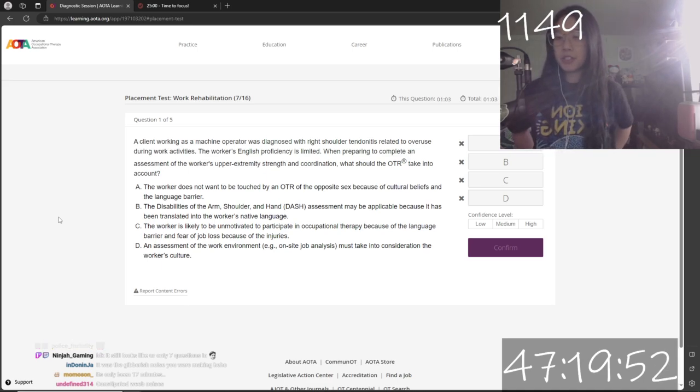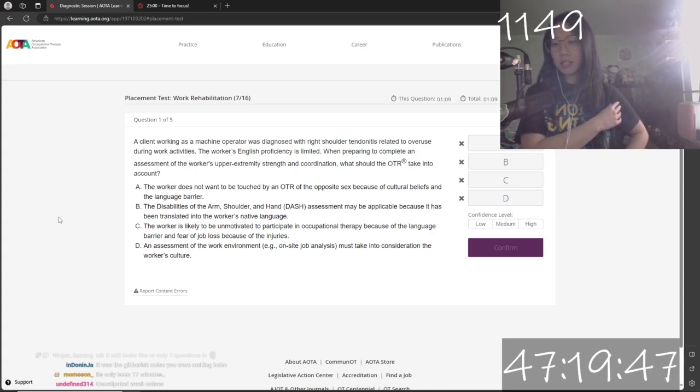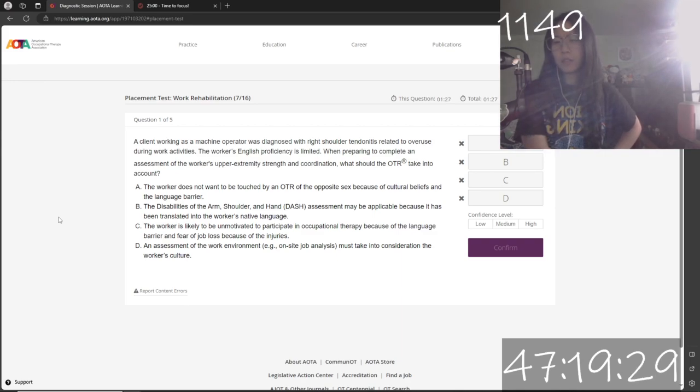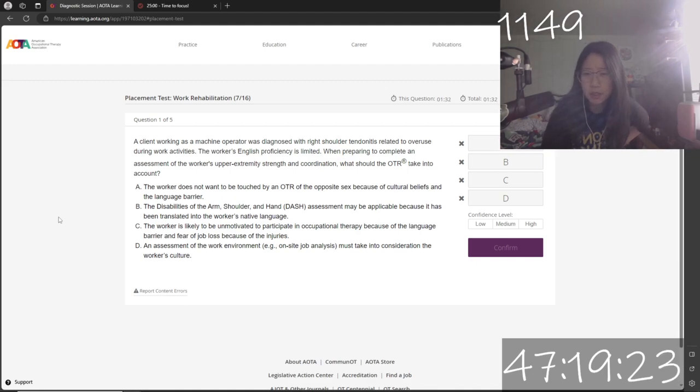A client working as a machine operator was diagnosed with right shoulder tendonitis related to overuse during work activities. The worker's English proficiency is limited. When preparing to complete an assessment of this upper extremity strength, what should the OTR take into account? Mm, the worker does not want to be touched because of... when working as a machine operator, overuse, proficiency is limited. Complete assessment of the worker's upper extremity strength. What should the OTR take into account?